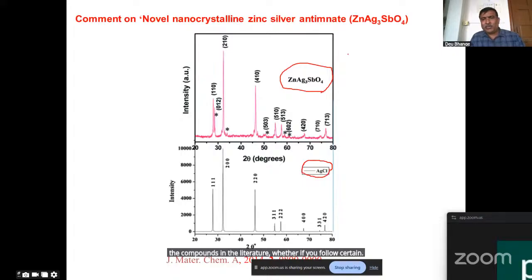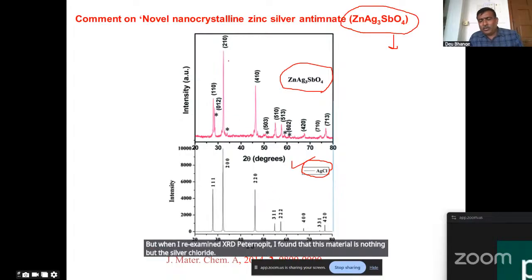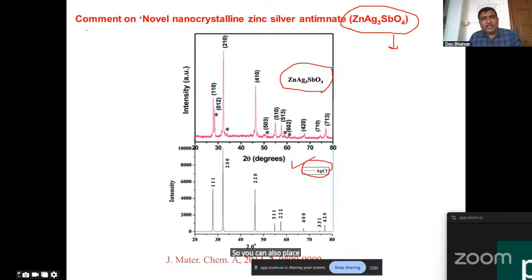This was a paper reporting zinc silver antimony oxide. I wanted to prepare it and solve its crystal structure. But when I re-examined its XRD pattern, I found that this material is nothing but silver chloride. So you can also place commentaries in the literature, because the data can be cleaned.